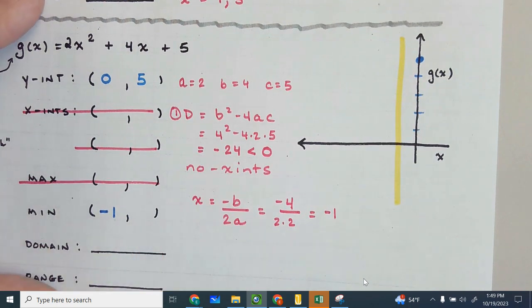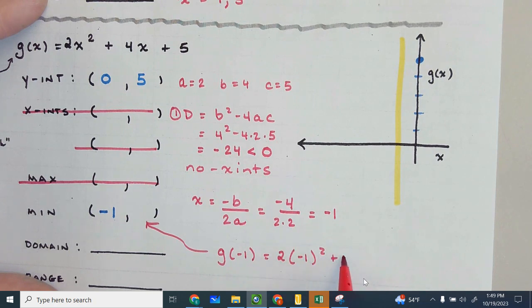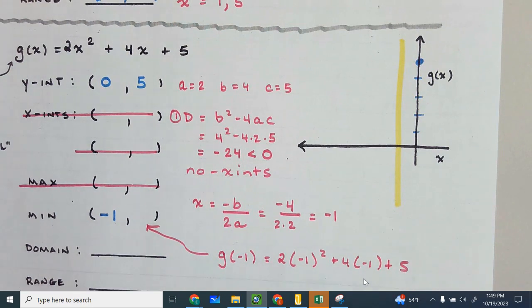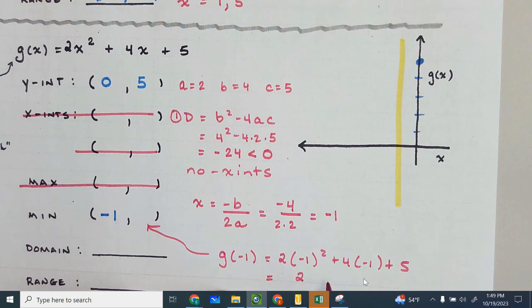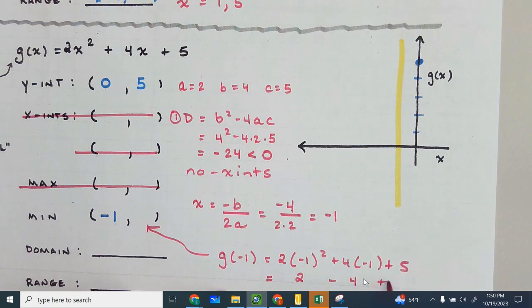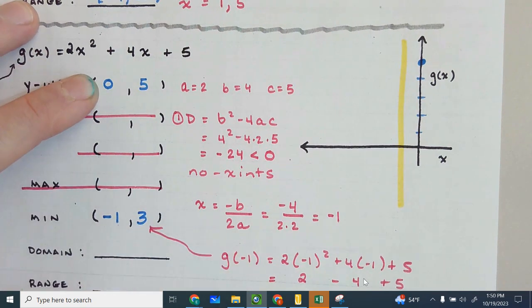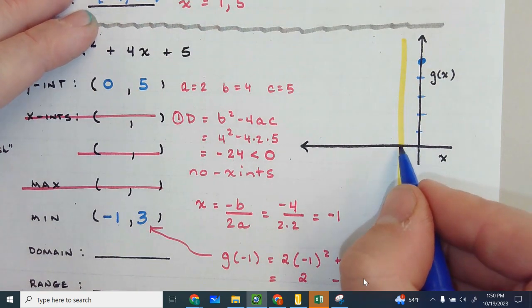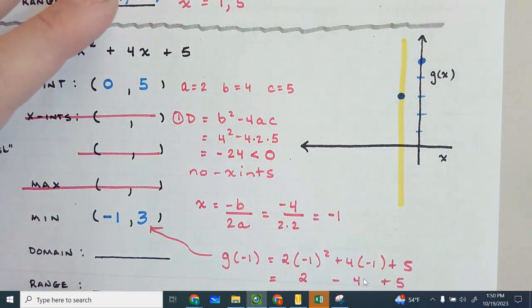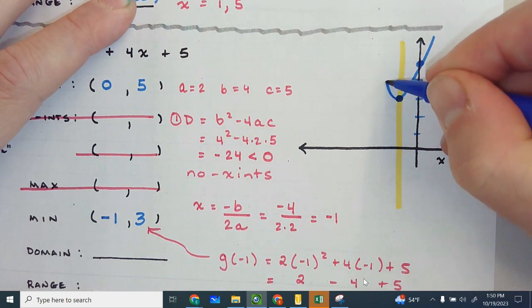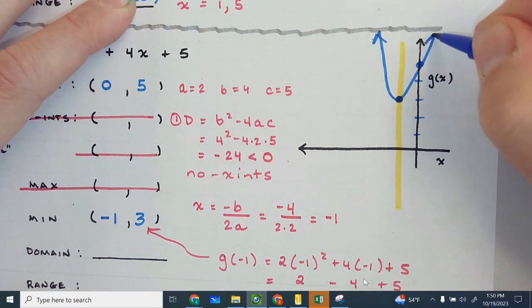And just like we did on the last problem, you're going to get that by plugging in negative 1 to the function. So g of negative 1 is 2 times negative 1 squared plus 4 times negative 1 plus 5, which is going to lead us to, let's see, this would be 2 minus 4 plus 5, which is 3. So our minimum is at 3. We know the graph over here goes through 1, 1, 2, 3. We can draw the rest of the graph based on those 2 points that we got.